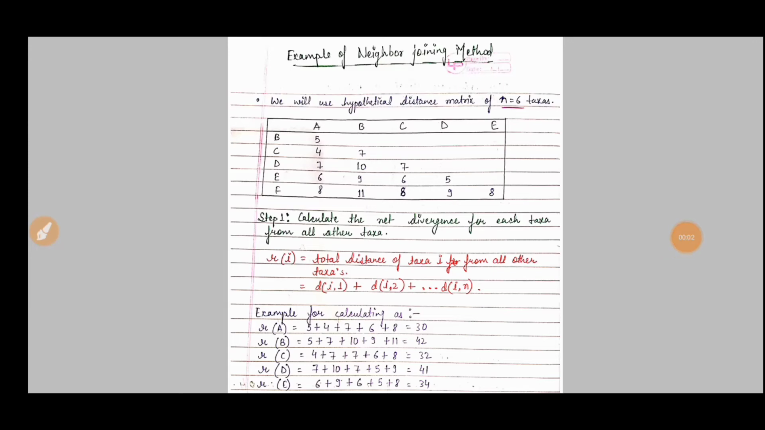So I am going to explain an example of the neighbor joining method, that is, how a phylogenetic tree can be constructed using the neighbor joining method. These are the hypothetical distance matrix for 6 taxa, that is n is equal to 6.